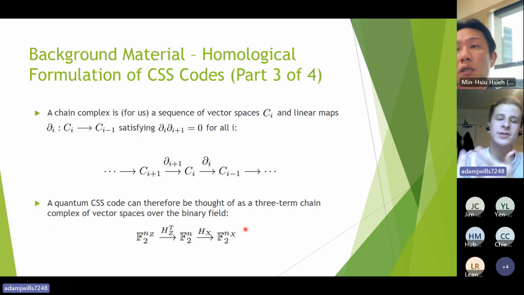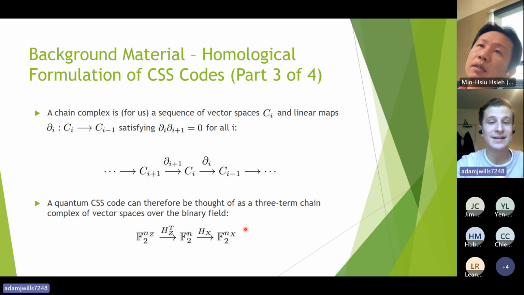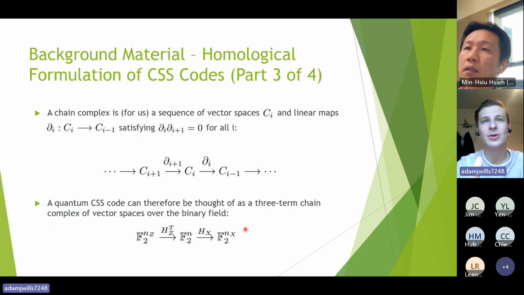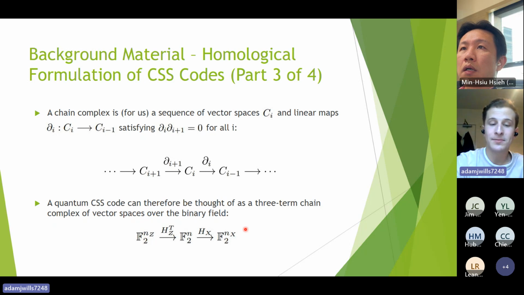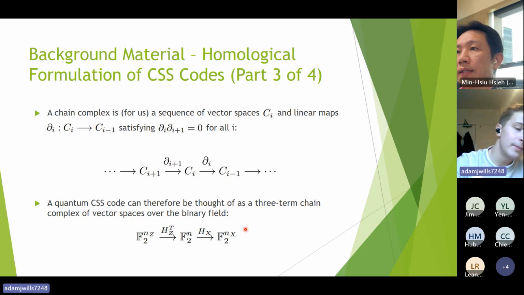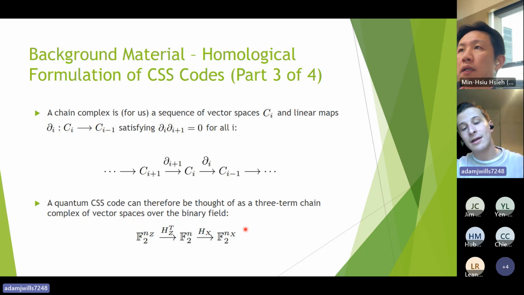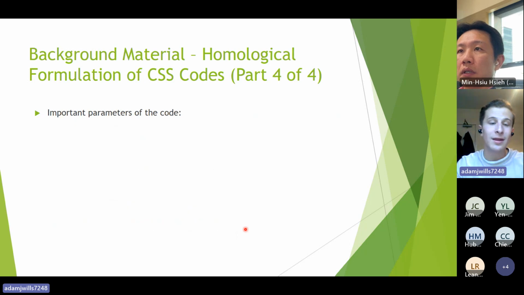So at this point, we should stop and ask ourselves, well, why are we doing this? All we've done so far is we've noticed that a CSS code can be written in terms of these 2 parity check matrices that have to satisfy this condition, and that just gives us a chain complex. So up to this point, this is all just notation. But the reason that we want to do this is because we're going to be able to import lots of information, constructions, results and experience from algebraic topology and homology theory, and to a lesser extent geometry.